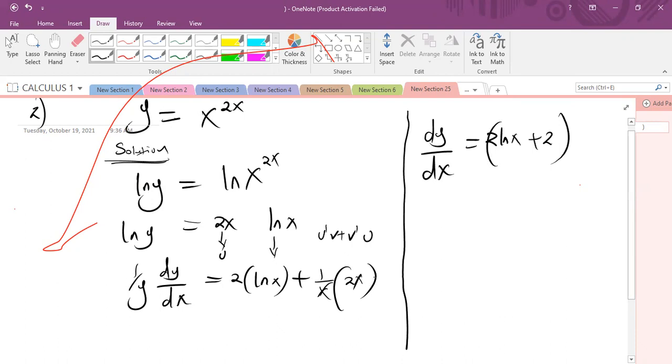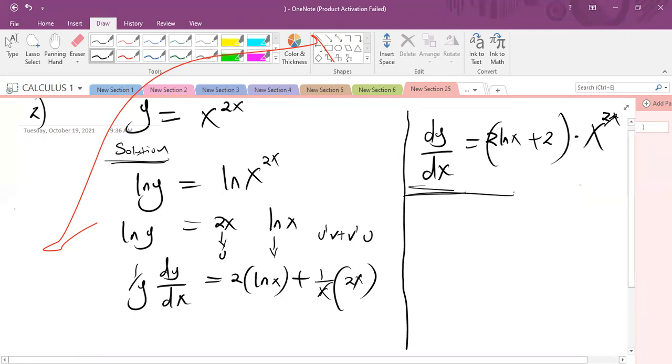You cross multiply the y on both sides, so multiply with y. But what is y? y is x to the power 2x. Okay. So that's it, guys, for functions of that form.